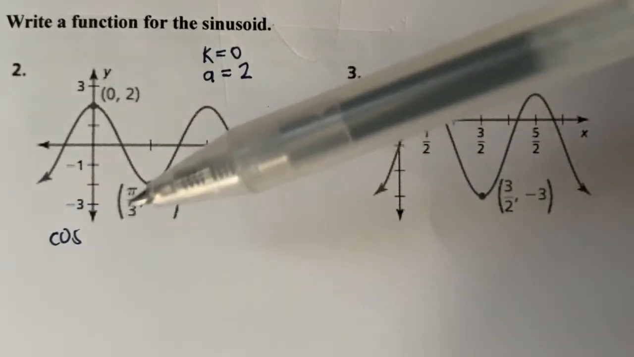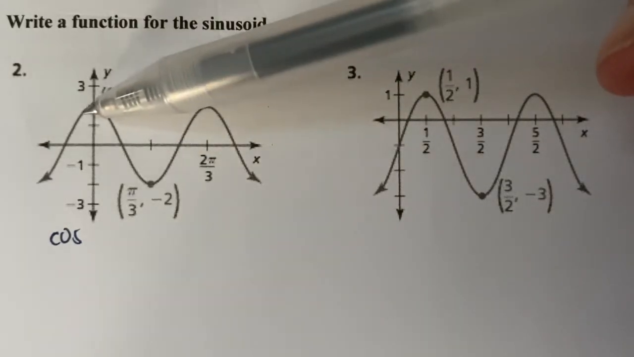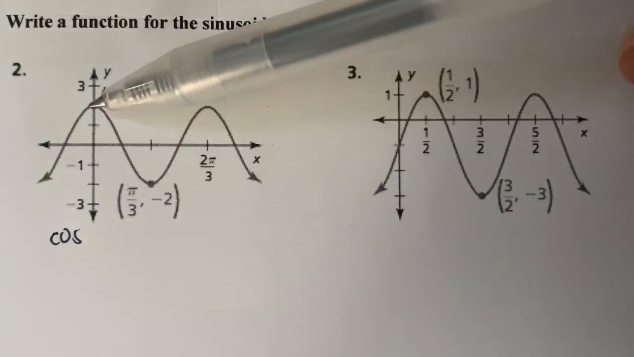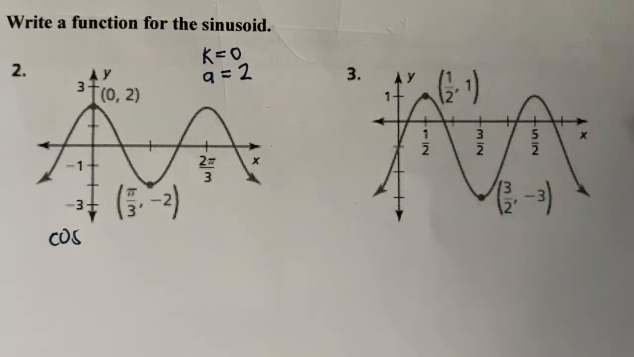A case in which there may be a horizontal shift is if your y-intercept does not occur at the midline or at a minimum or maximum. That is when you would have to determine whether there is a horizontal shift or not. In this case, there is no horizontal shift.